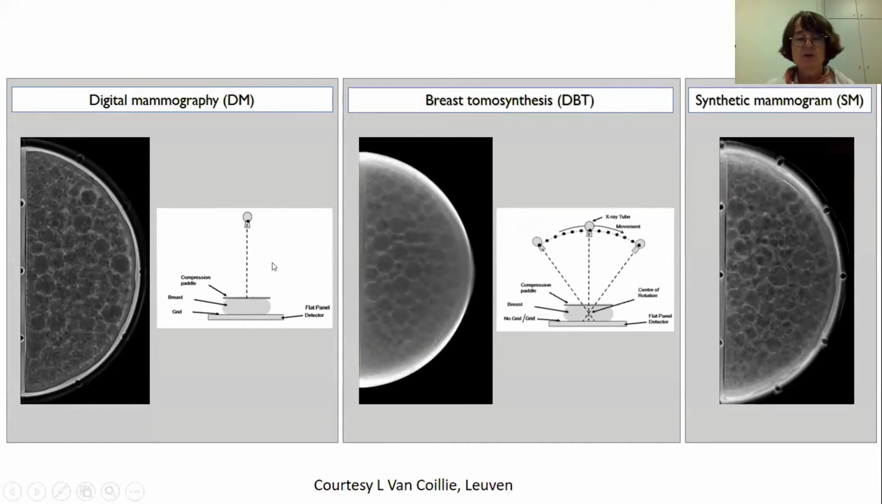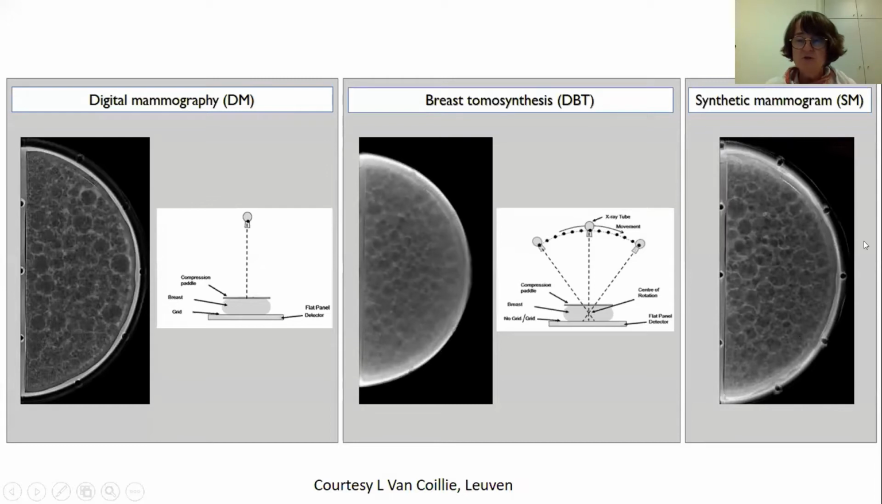Tomosynthesis makes such types of projective images over a certain angular range and has different projections in between, and then creates a pseudo three-dimensional stack. And this is obviously not the breast. This is an image of a test object, and this is the breast tomosynthesis acquisition of the same test object. And out of these either reconstructed slices or the original projections, the vendors now also calculate what is called a synthetic mammogram that looks like this and is pretty similar to the digital mammography image, but it's not the same.